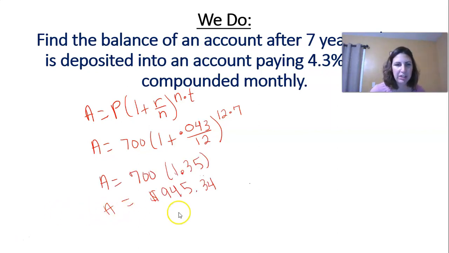All right, so hopefully you calculated it all the way through and you ended up with an amount of $945.34. And that would be the way that the account increased in 7 years. And so hopefully this is what you guys got for this one. All right, if you didn't, feel free to ask me questions later today.